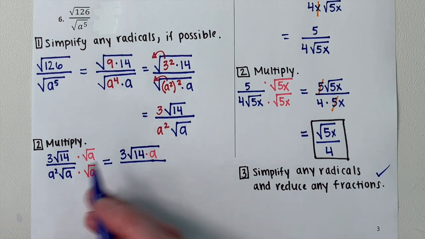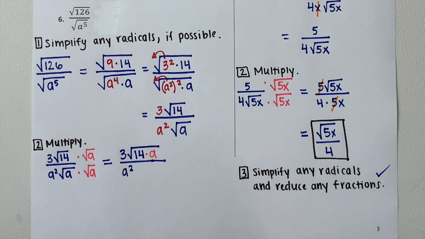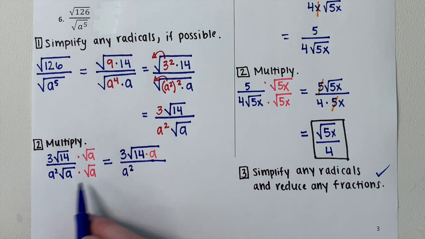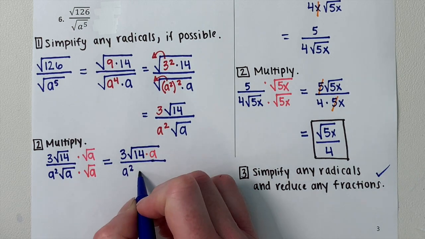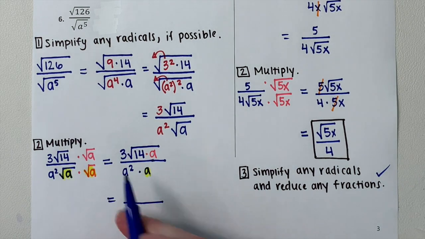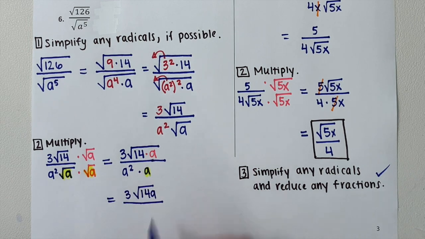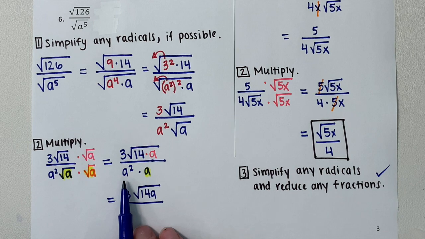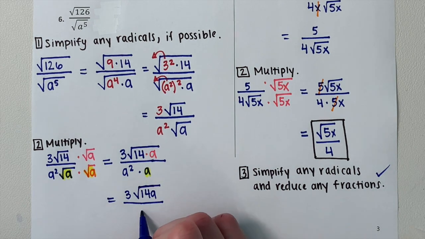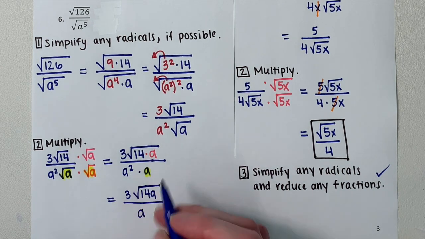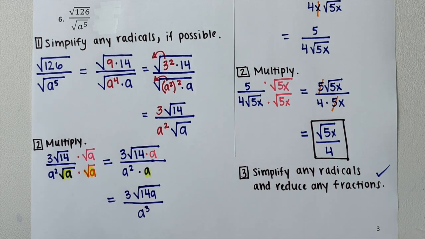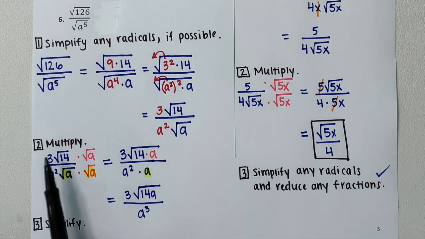There's no other coefficient here, so we'll just bring over the a squared. But we multiply these radicals. The square root of a times the square root of a is just a. And so in the numerator, we'll have 3 square root of 14a. And in the denominator, when we're multiplying a squared times a, we keep the base and add the exponents. 2 plus 1 will give us a cubed. So we've completed step 2.